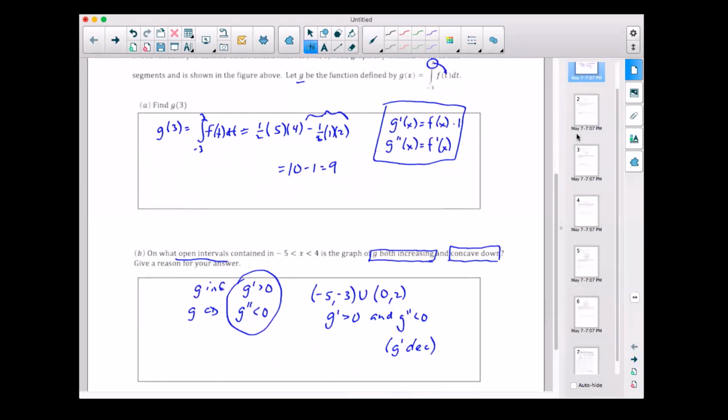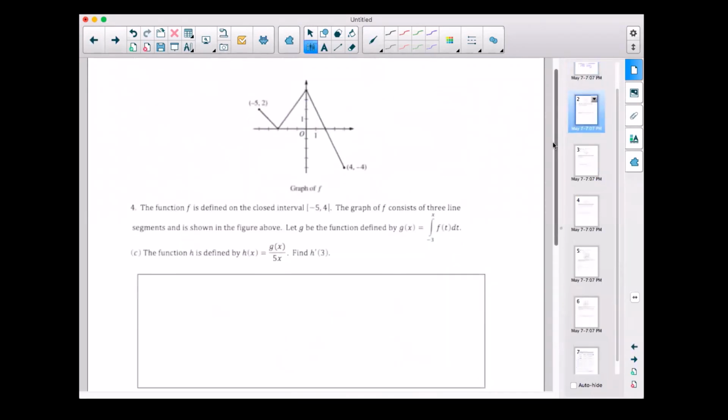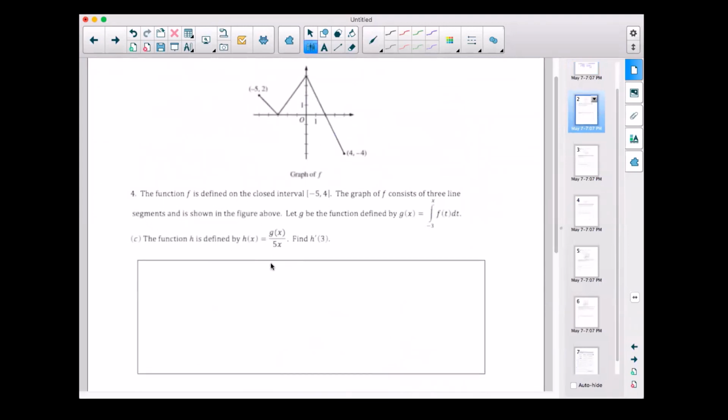So let's move ahead and let's go on to part C. And I went ahead and recopied the graph here. And so in part C, we have some new function H, which the College Board likes to do to you, right? They'll introduce some stuff and they'll just throw in some new function just to see how you handle it. But it really is pretty easy.